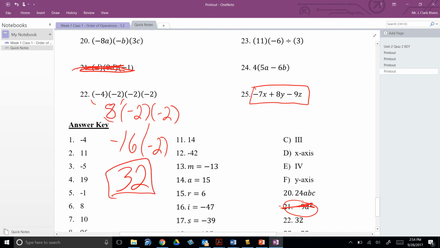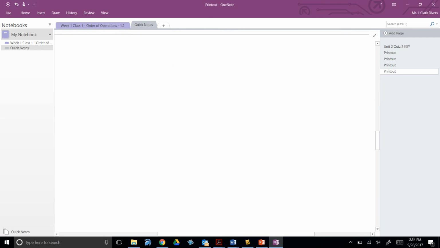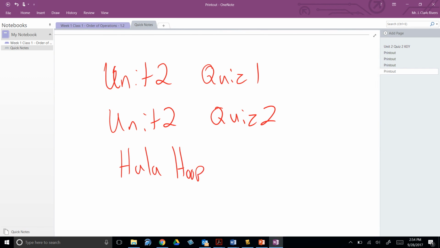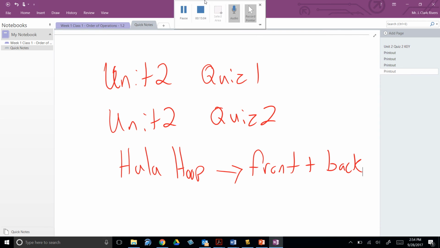All right, I hope this helped. Please remember to study the following. Study your Unit 2 Quiz 1. Study your Unit 2 Quiz 2. Study the study guide and study the hula hoop activity I gave you. And whatever was on the back of the hula hoop activity, it involved division. I forget exactly what it was called, but study the OODA loop front and back. Front and back. All right. On the quizzes, please make sure you're looking up where you made errors. All right. So good luck, everybody.